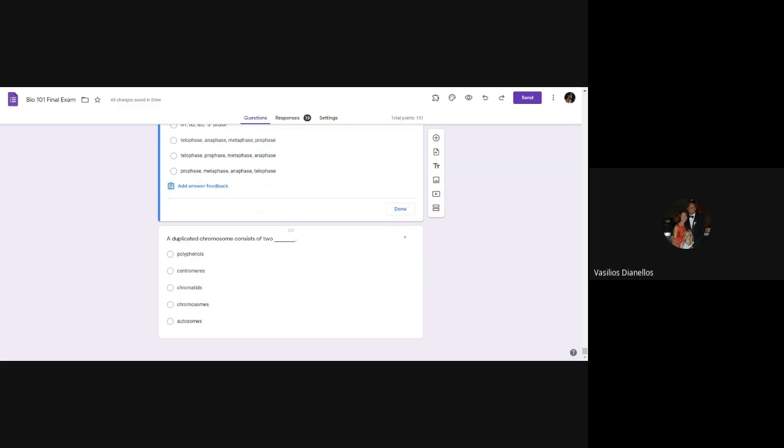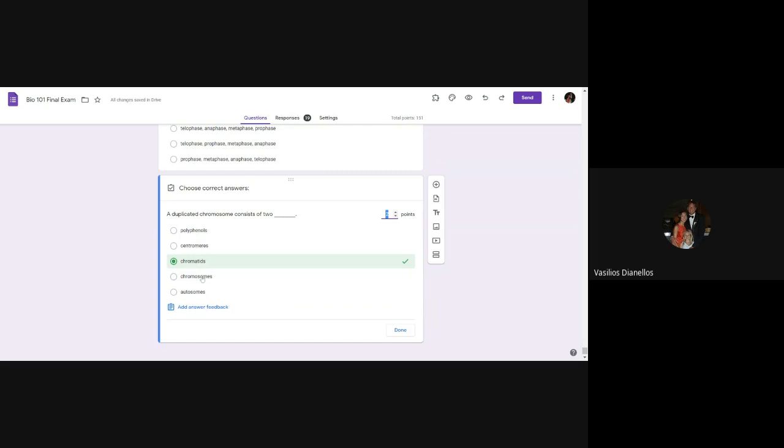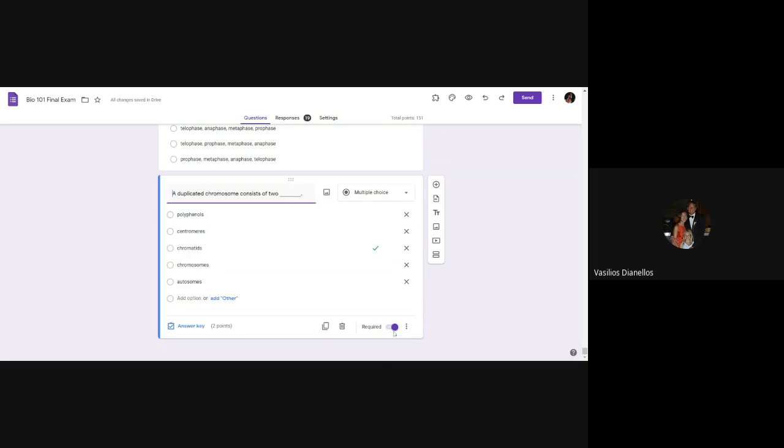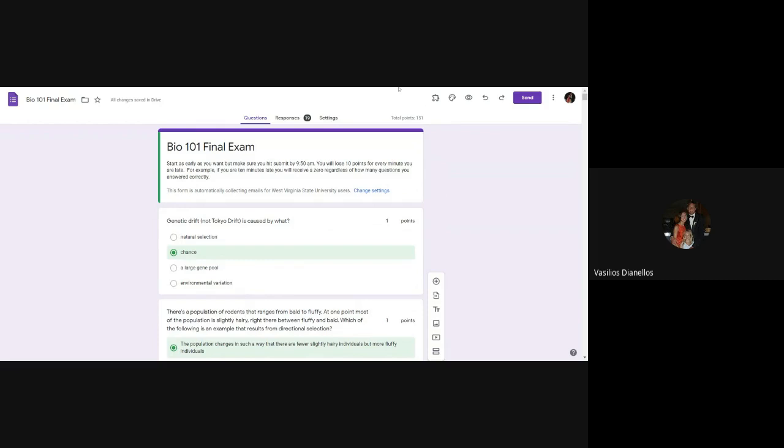However, partial credit was given for chromosomes because those are very similar. And I probably even slipped up and said chromosomes in a lecture when I meant to say chromatids. I would like to think I corrected myself immediately, but because of that, again, partial credit for chromosomes, 0 credit for anything else, especially polyphenols. It's nothing to do with this discussion. So that is it. That is the entire final exam.